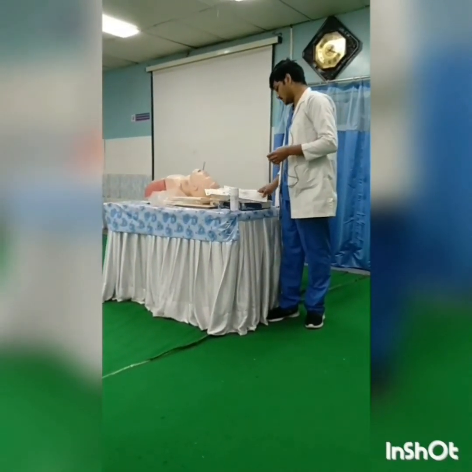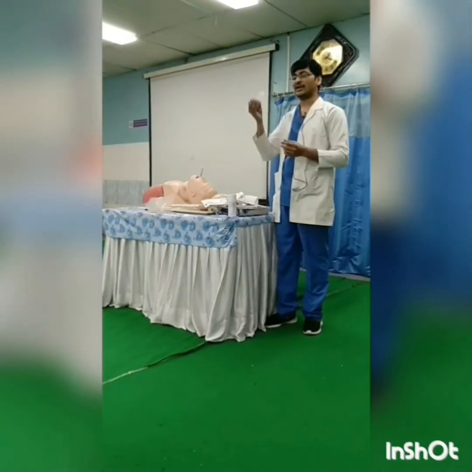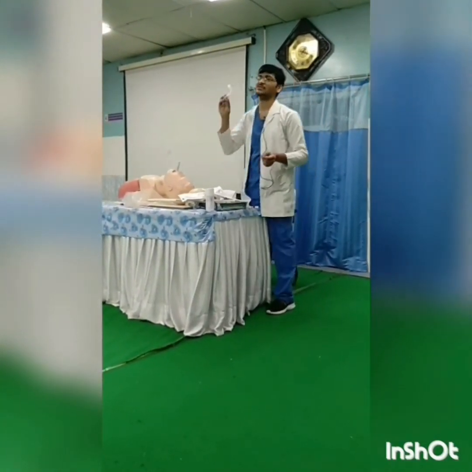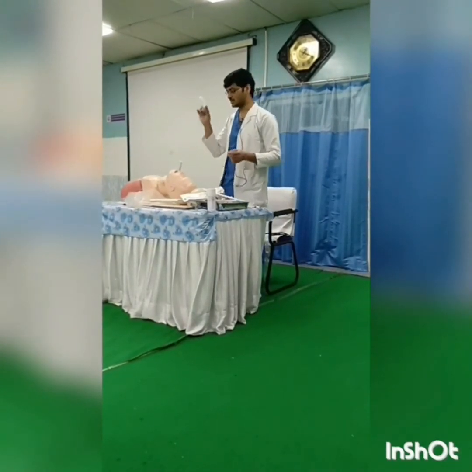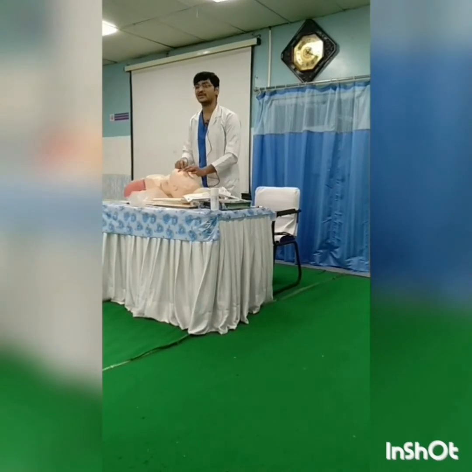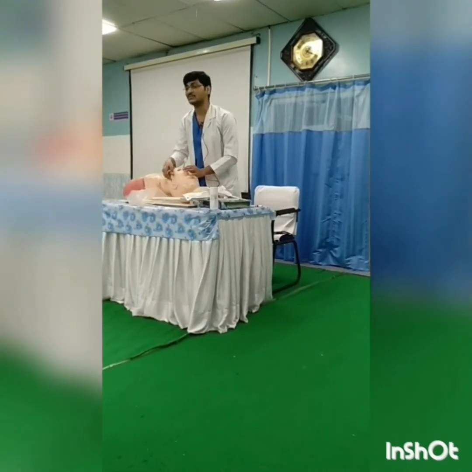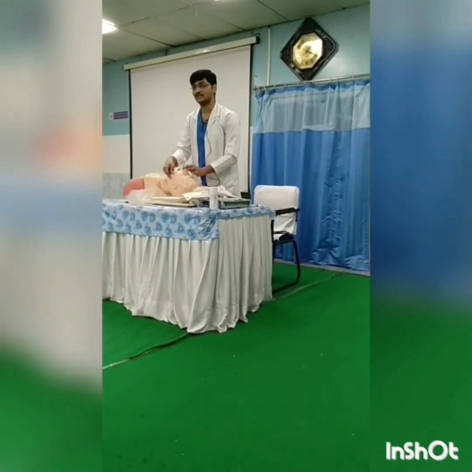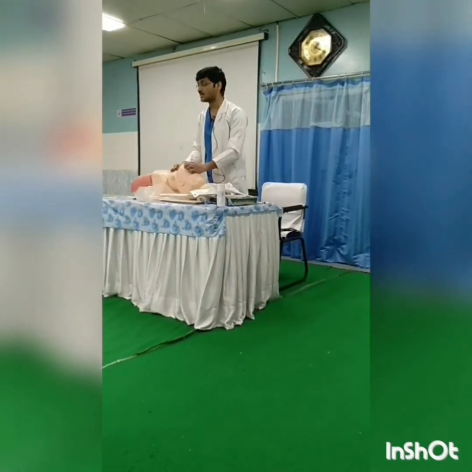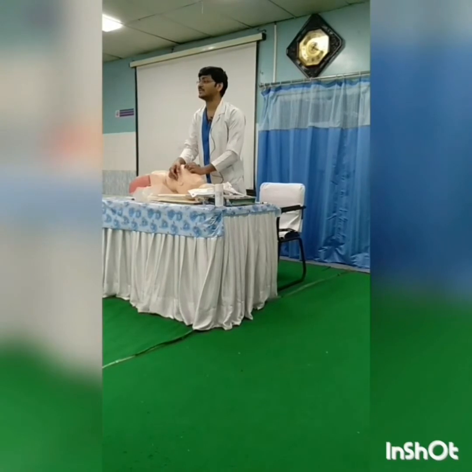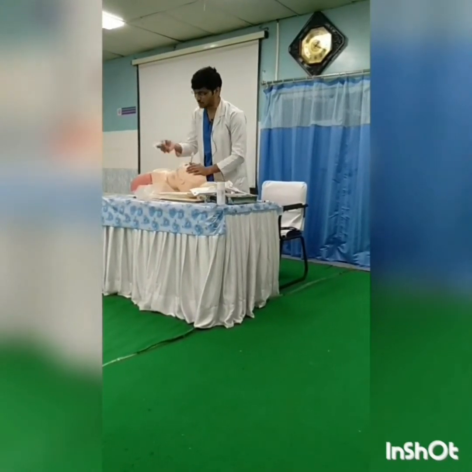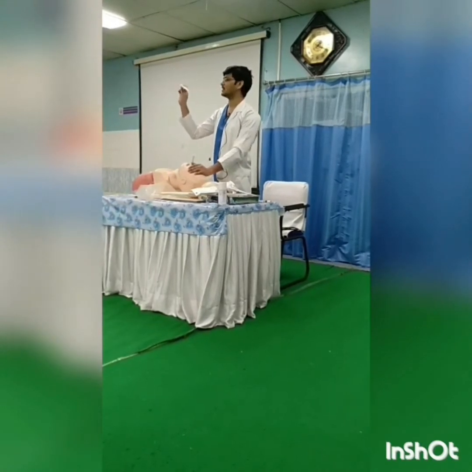Coming to the oropharyngeal airway, how do we choose the exact size? We have 2 methods. We can measure from the front of the mouth to the angle of the mandible, from here to here. That is one measurement point. The other is from the angle of the mouth to the earlobe, till here.